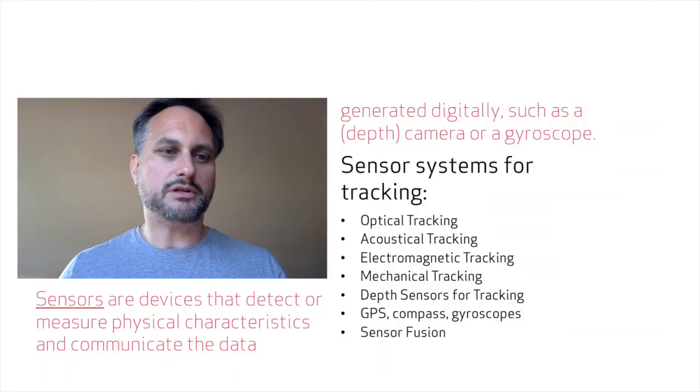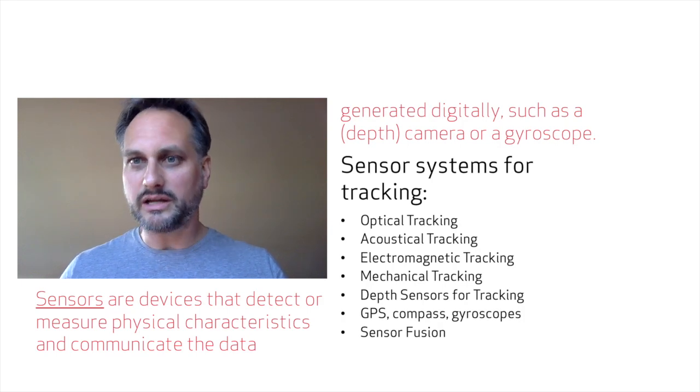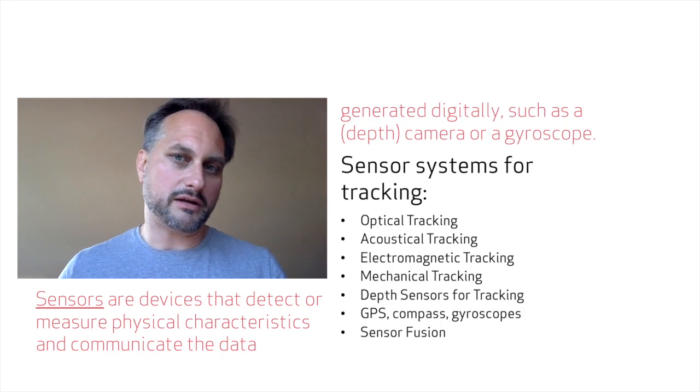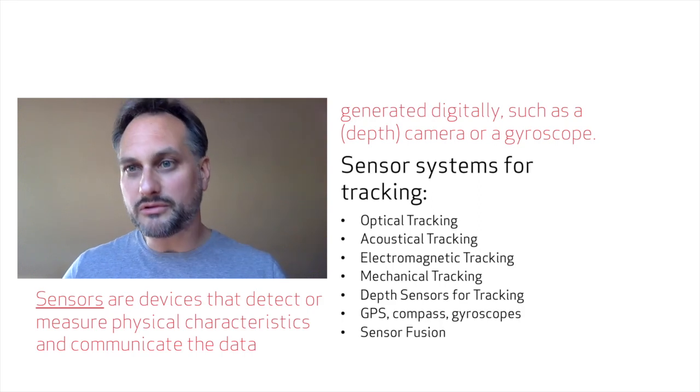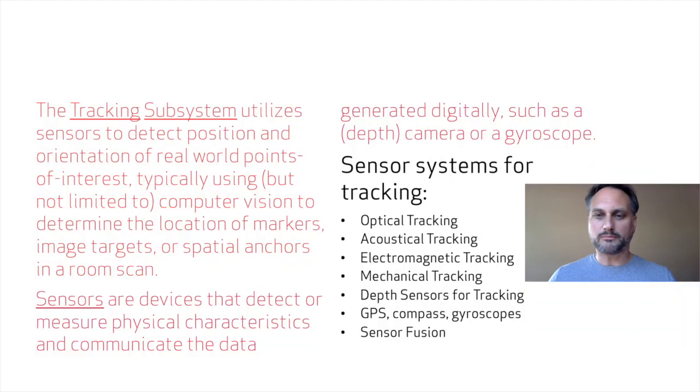There are sensors used. Sensors are devices that detect or measure physical characteristics and communicate the data generated digitally. For example, a camera or a depth camera or a gyroscope, if you're thinking IMU, inertia measurement unit. There are different sensor systems used and popular for tracking. The most popular these days is certainly the optical tracking, because it's widespread. Cameras are everywhere, either fixed installed or on mobile devices already.